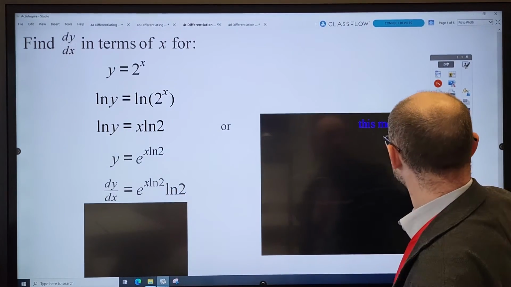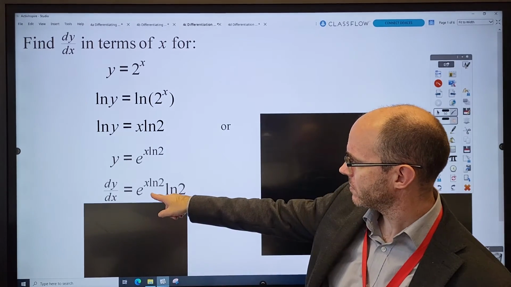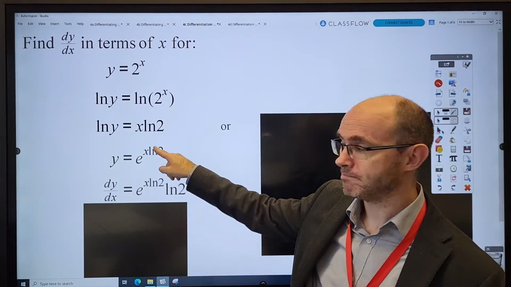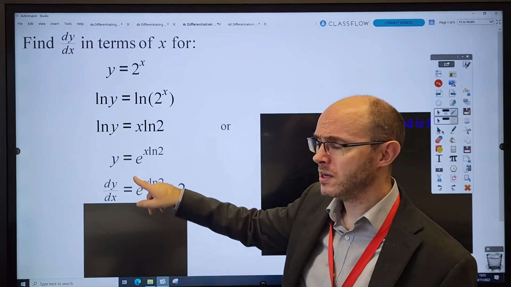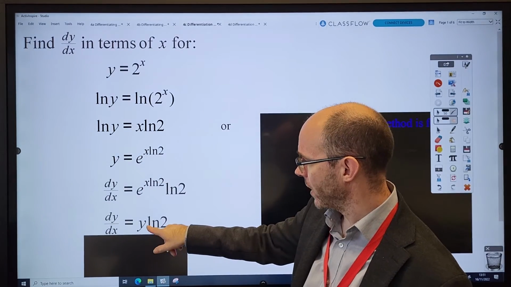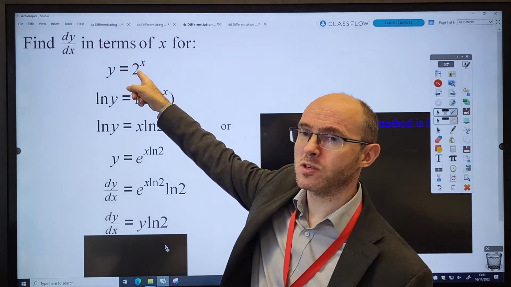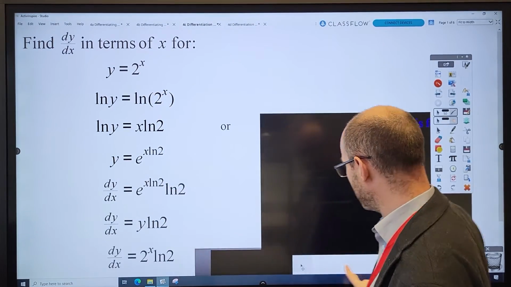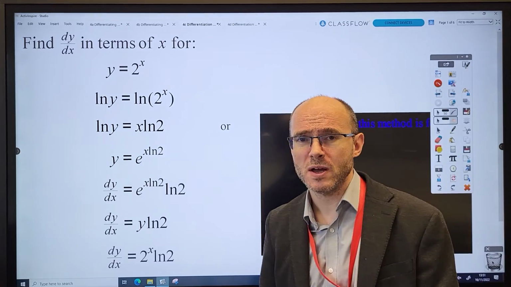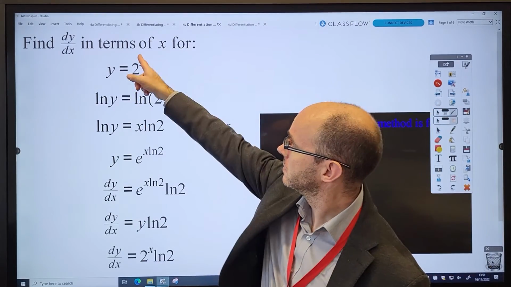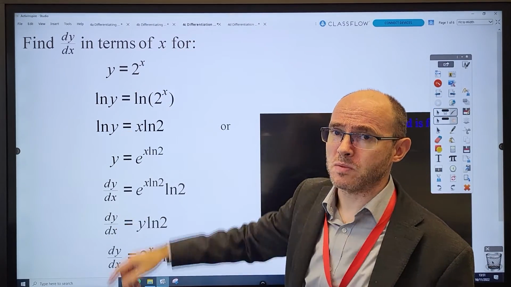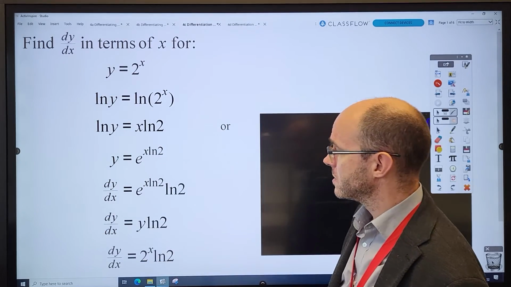Okay. Right, continuing on with it then, notice that that is just the same as y. E to the power of this is just the same as y. So you can rewrite it as y times natural log of 2. And y is also the same as 2 to the power of x. Okay. So you can write it as 2 to the x natural log 2. Remember, when we're differentiating, we're finding an answer in terms of x. We need to do dy/dx.